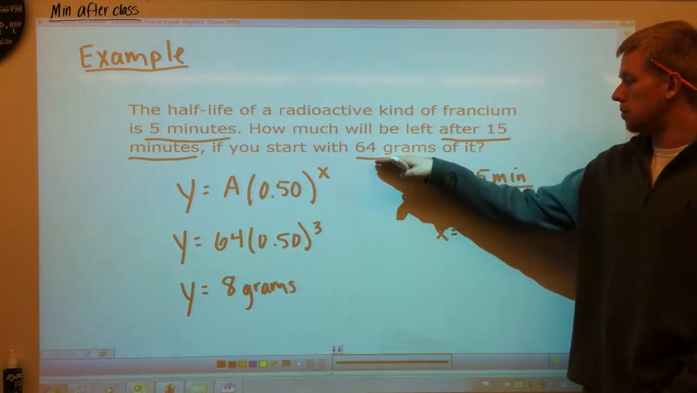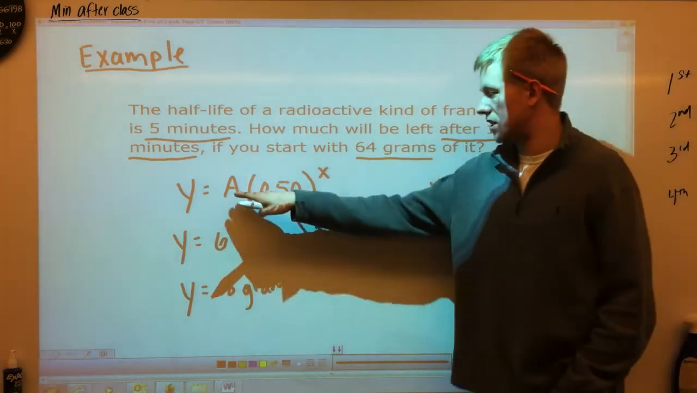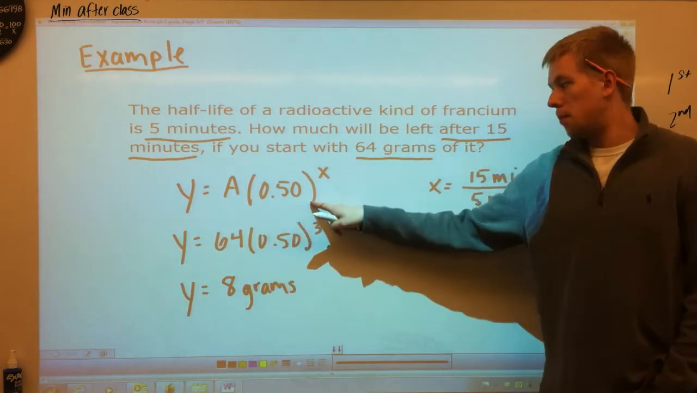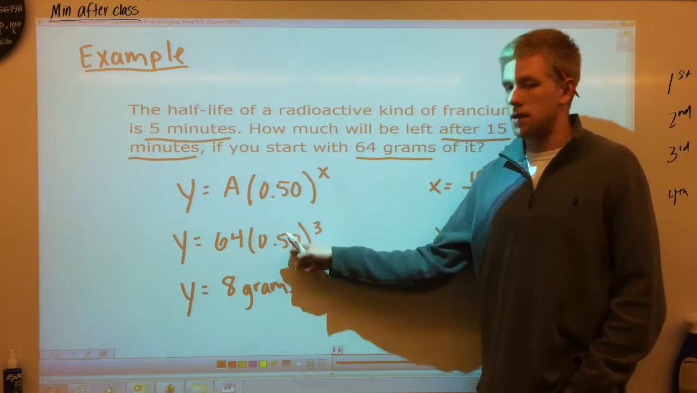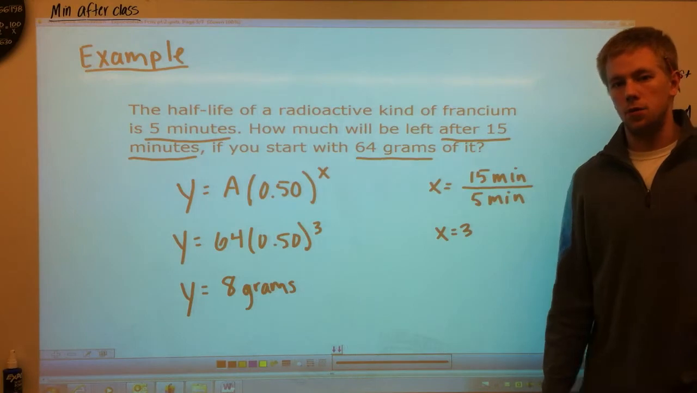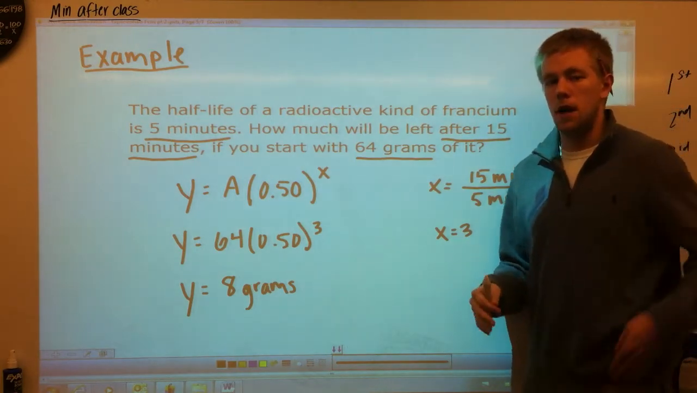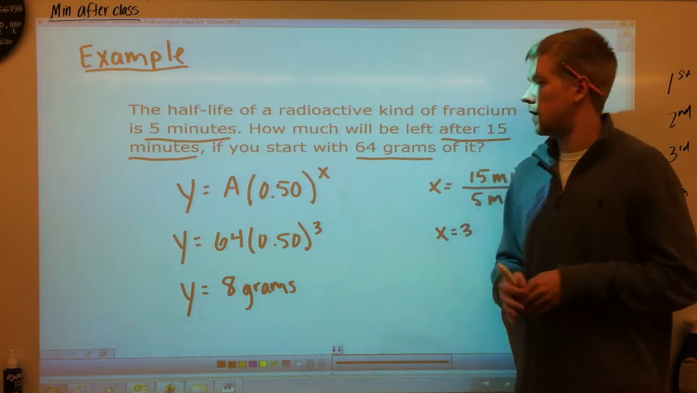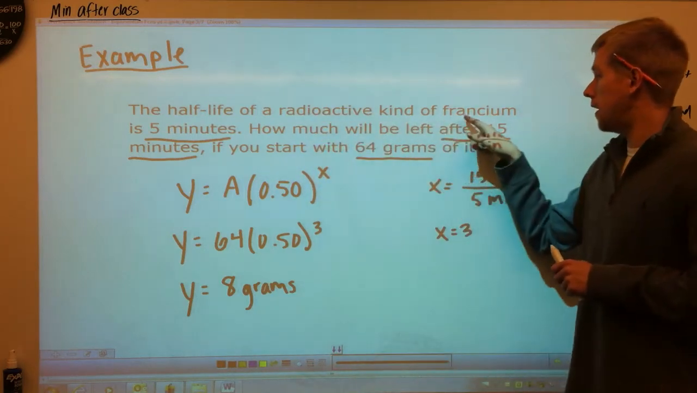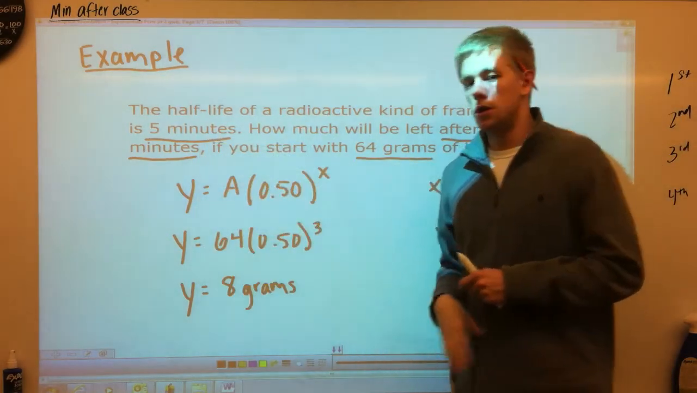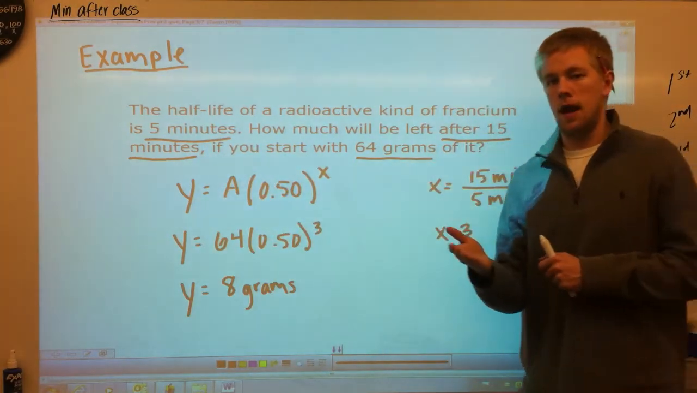Okay, I know my initial part is 64. That's always going to be my A, so I'll plug in 64 for A. I know my 0.5 is still going to be in parentheses because it's half-life. Okay, then my X. This is how you solve for X. When you're dealing with half-life problems, they're going to tell you the span in which it's going to decrease by 1/2. For this one, it said the half-life of a radioactive kind of francium is 5 minutes. So every 5 minutes, it's split in half.